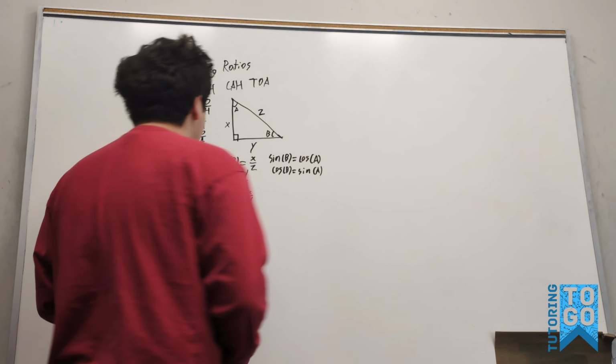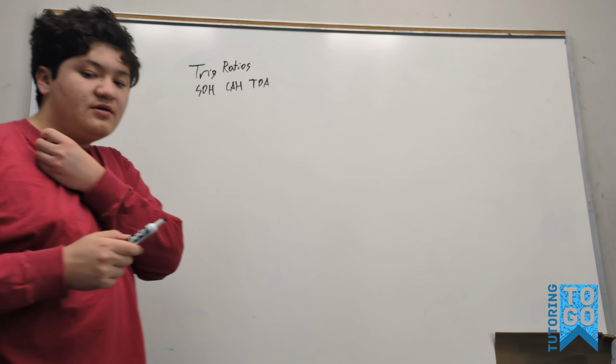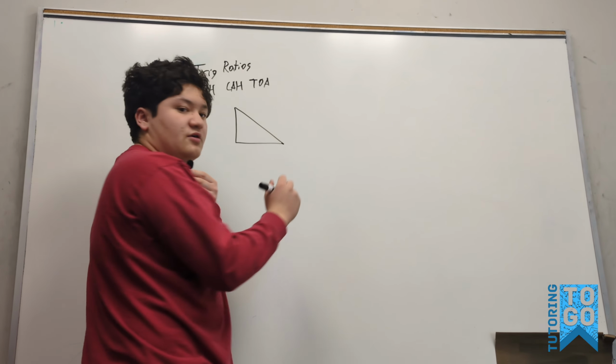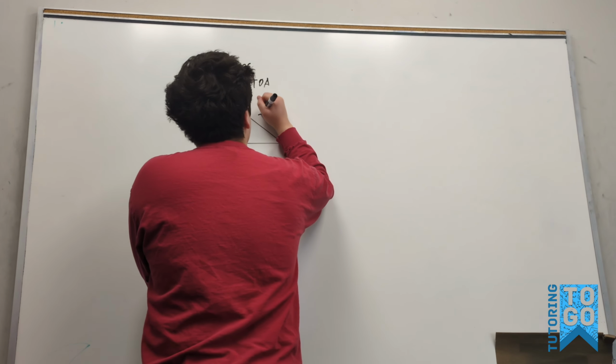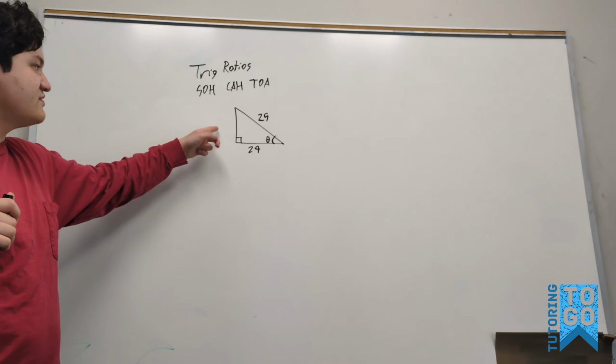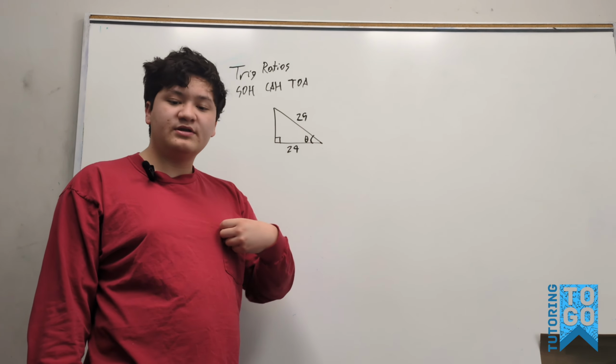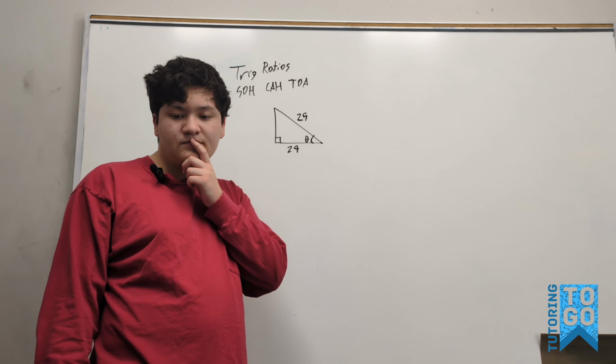So I'm going to do a practice problem quickly. I'm going to ask you to find the sine of one angle. So here we go. We have a triangle with sides of length 25 and 24, and this is our angle. How do we find sine of theta here? I'll give you a few moments to pause the video, and then I'll explain how you solve this.